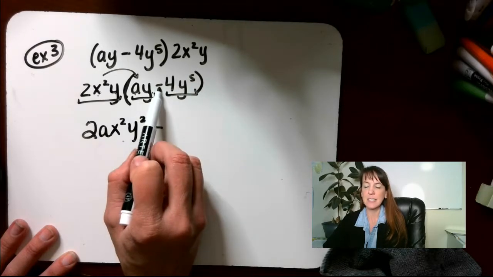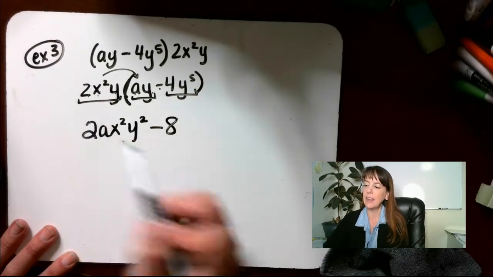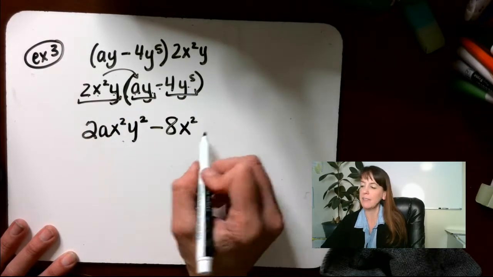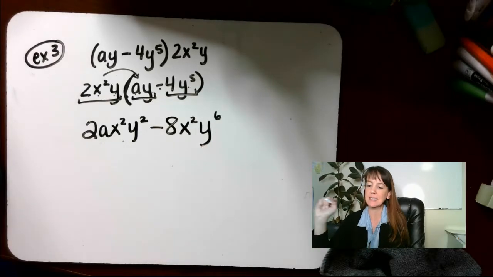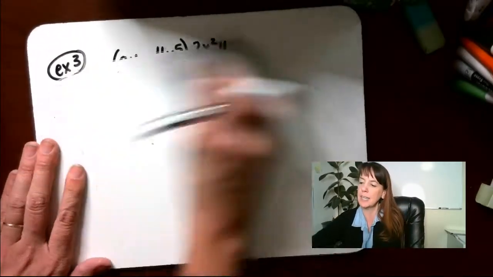Minus, because this is a negative, right? 2 times 4 is 8. And then x squared and y to the 1 and y to the 5th gives me y to the 6th. Y to the 6th. So that's the distributive property for those guys.